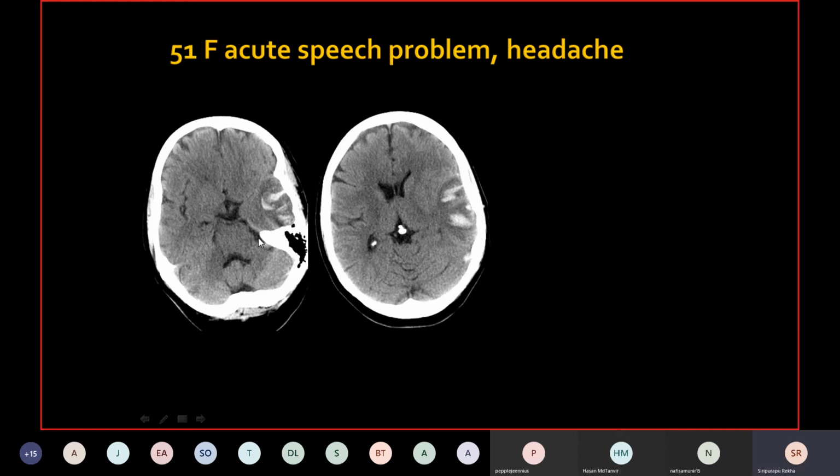Another case, so 51-year-old female, acute speech problem and headache. So we've got non-contrast CT, and if you look at the pattern of hemorrhage, we see lobar hemorrhage, but this pattern is very different to the hemorrhages that you have seen so far. What we're seeing in this is quite a variegated appearance. So it's not like one blob of high density. This is quite a variegated appearance with areas of low density and areas of hemorrhage.